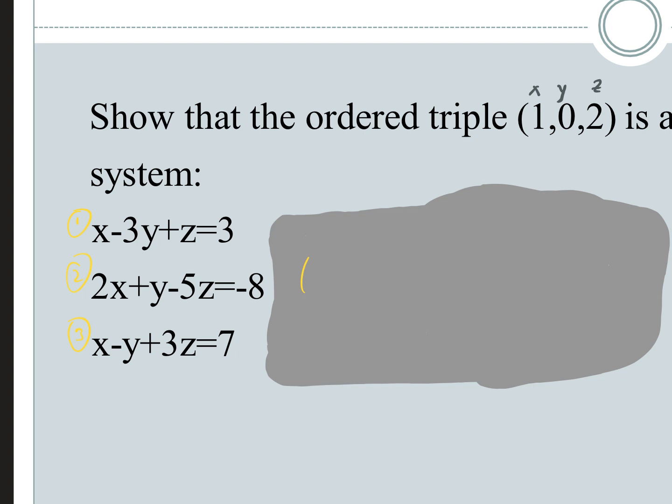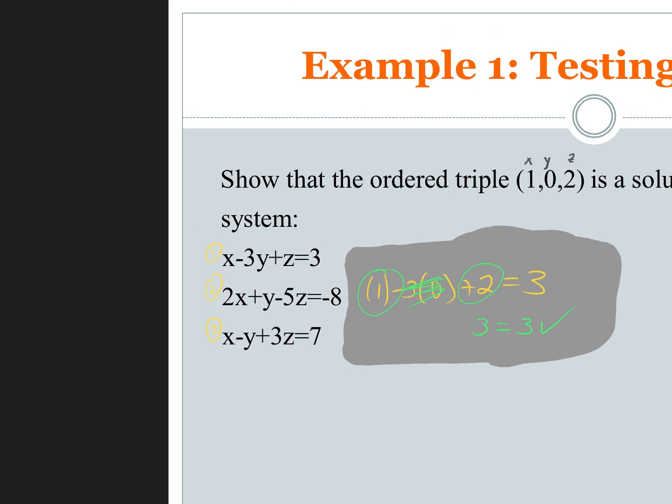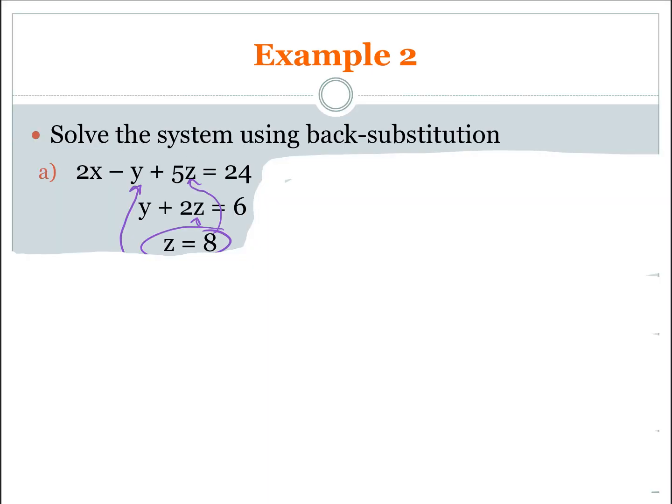So I'm going to say, okay, I'm going to plug in 1 for x, minus 3 times 0 for y, plus 2 for z, and I get 3, right? So when I simplify this, this becomes 0. What's 1 plus 2? Does 3 equal 3? Yes. Then you would do the same thing for the second and for the third. Just make sure that this ordered triple satisfies all 3 equations. Everybody got me? All right, let's scoot along here.